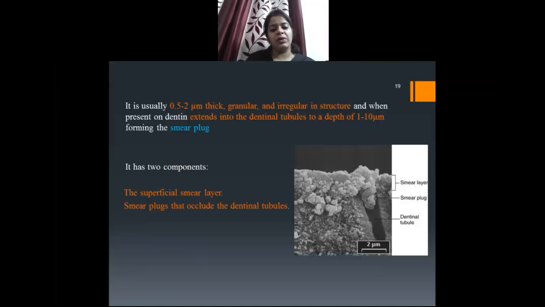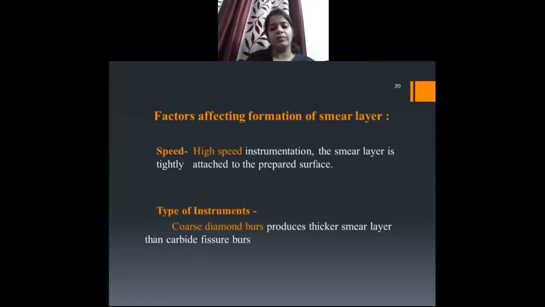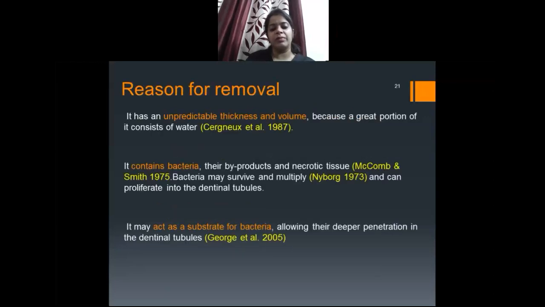It has two components, the superficial smear layer and the smear plug that occludes the dentinal tubule. Factors affecting the formation of the smear layer: speed, that is high speed instrumentation, and type of instrument, where the coarse diamond bur produces a thicker smear layer than the carbide bur.